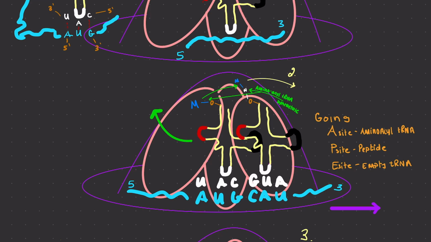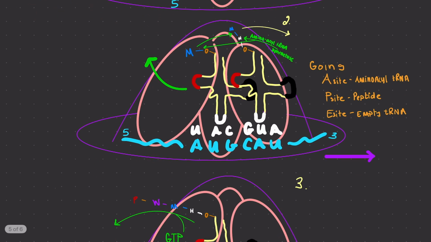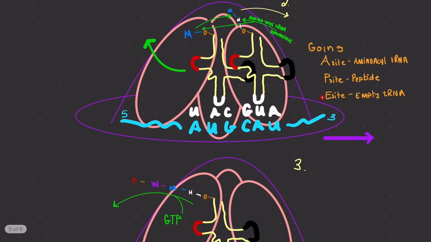Once that peptide bond is solidified, the older tRNA is going to have no amino acid attached. It's going to be an empty tRNA and exit at the E site. This goes on and on until we reach a stop codon, and at that point, you have reached termination.